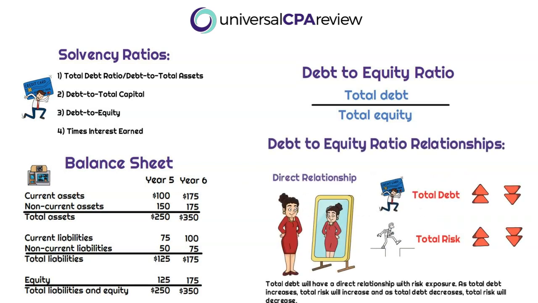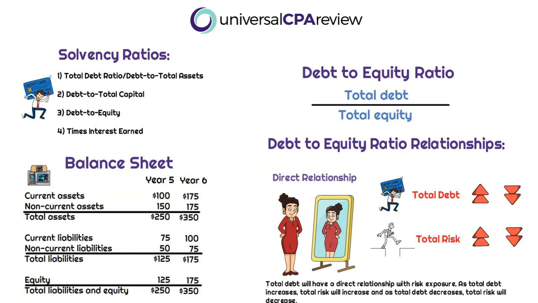When we think about the debt to equity ratio and the relationship between debt and risk, they have a direct relationship, right? The higher this ratio, the higher the total risk, because that means the higher the total amount of debt. And as we learned, debt is risky. So if we increase it, we're adding more and more risk, right?